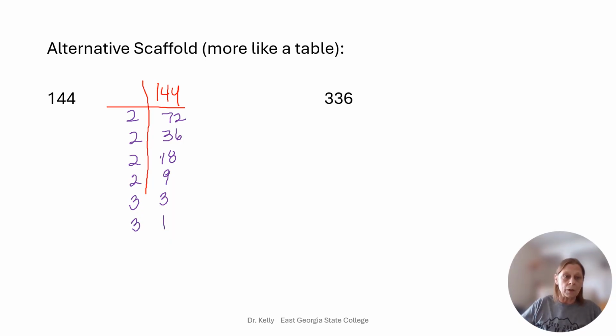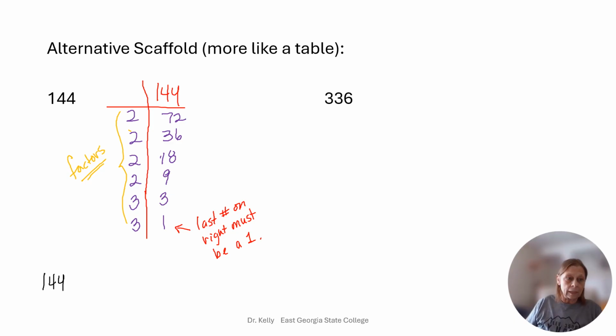Now the thing you have to keep in mind with the scaffold is the last number on the right must be a 1. And we get our factors from here. We could also call them divisors, remember. So 144 in prime factorization is equal to 2 to the 4th power times 3 squared. Let's do one more.